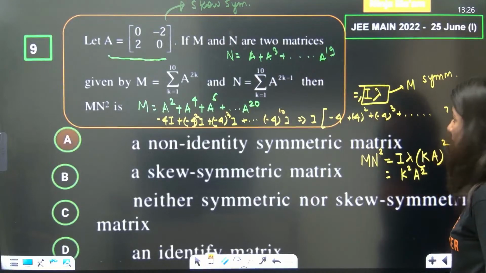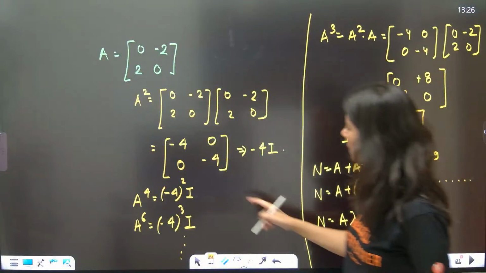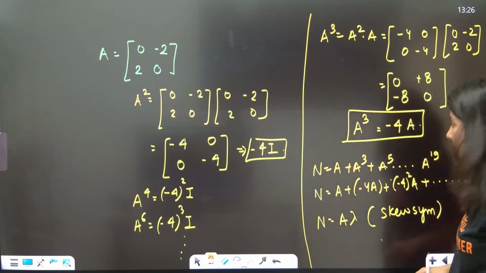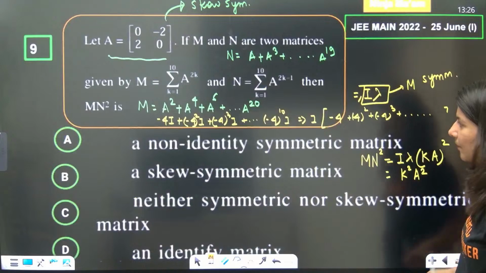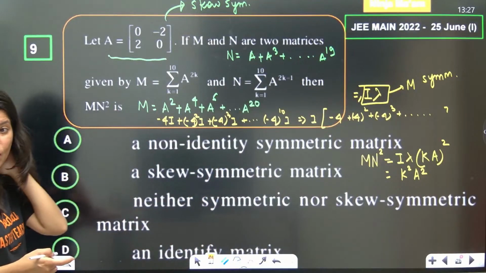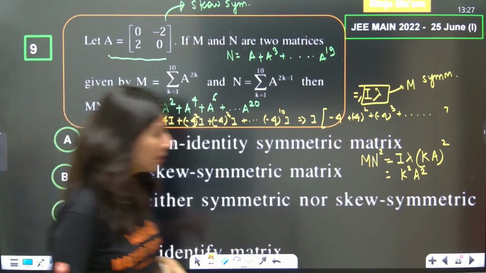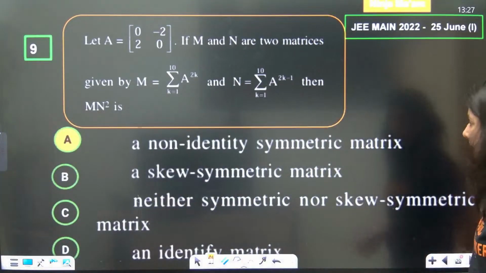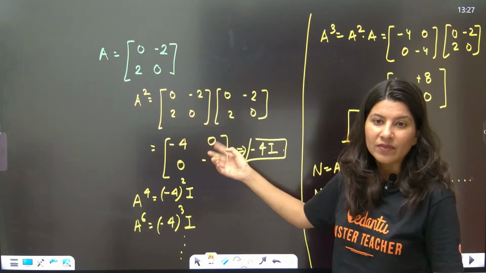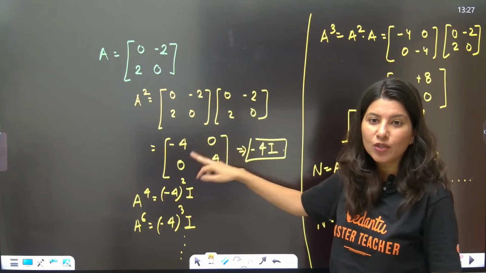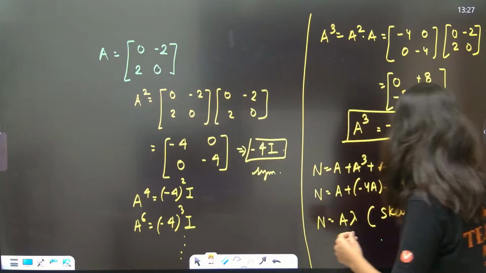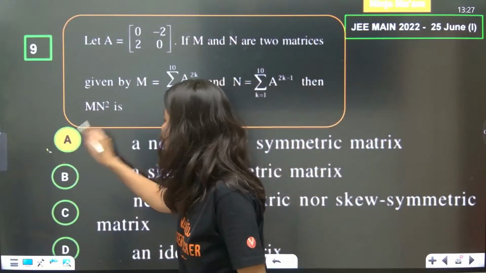A square, if I talk about A square, is minus 4 times identity matrix. So M N square is a non-identity symmetric matrix. See, A square is a symmetric matrix, right? Symmetric matrix means the diagonal elements I don't know, but the conjugate elements should be equal, which is happening. This is a non-identity symmetric matrix.